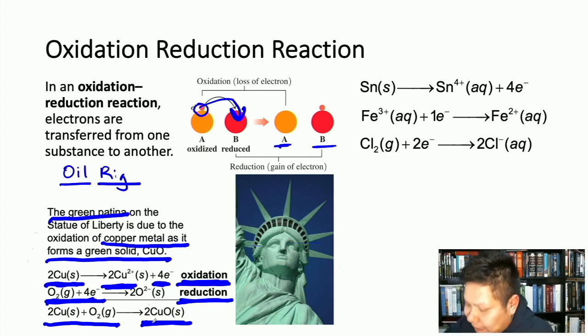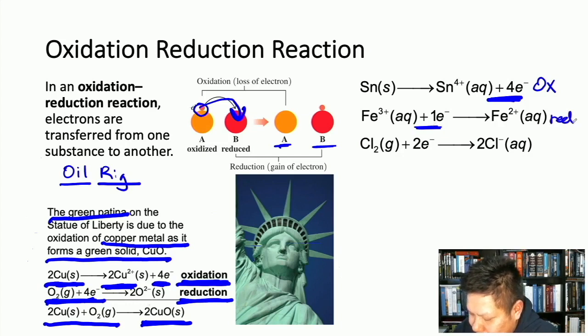So remember what I said before? If the electrons are on the product side, what kind of reaction is it? It's an oxidation reaction, right? It's an oxidation reaction. If the electrons are on the reactant side or the left side, what kind of reaction is it? It's a reduction. So iron's getting reduced here to iron 2.